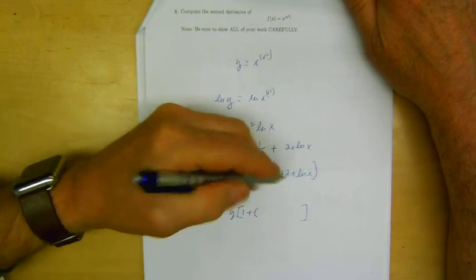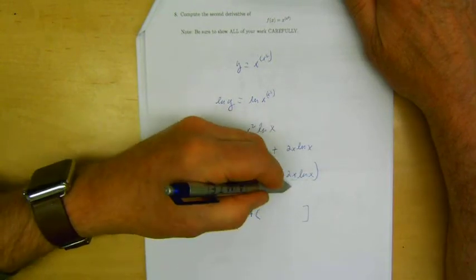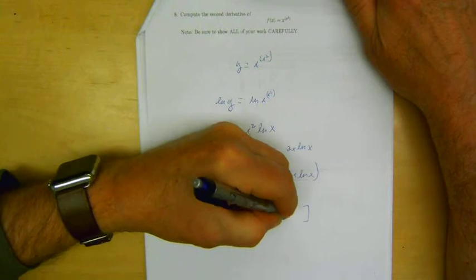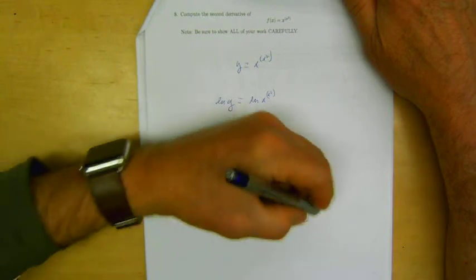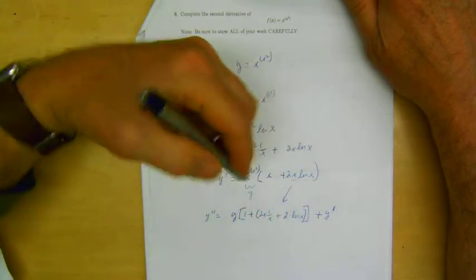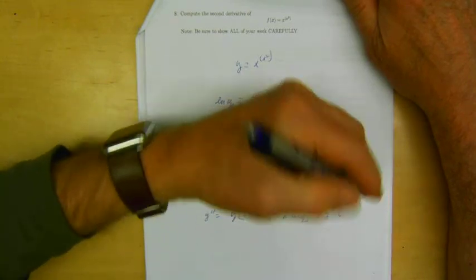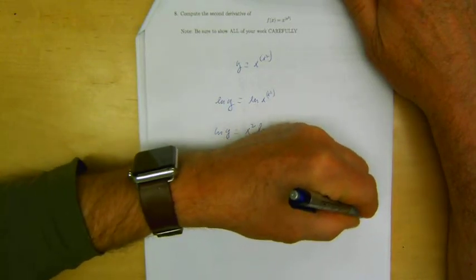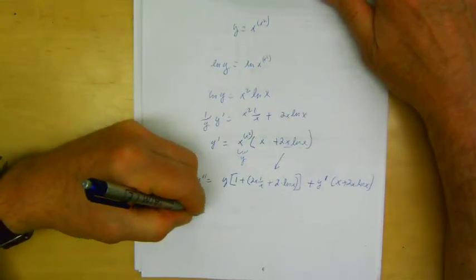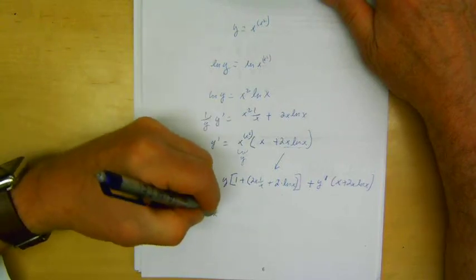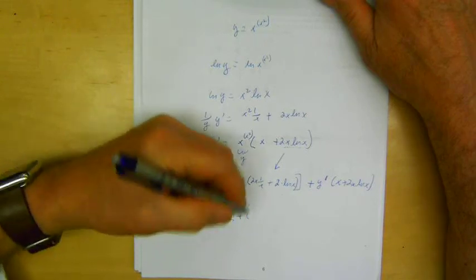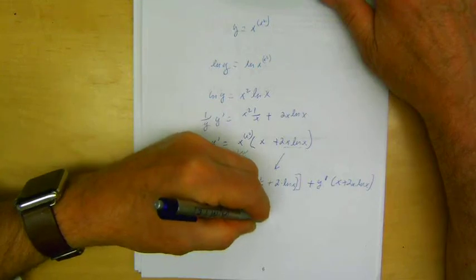And now I use the product rule for this part. 2x times 1 over x plus 2 times log x, plus y prime, right, we're using the product rule still, times x plus 2x log x. Okay, now just plug everything back in. Y double prime equals, what's y? Y is that, x to the x squared times 1 plus, and we can do a little bit of simplifying, 2 plus 2 log x.